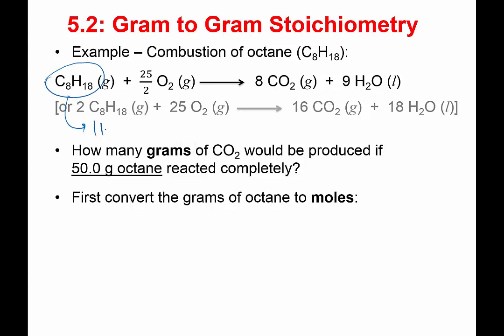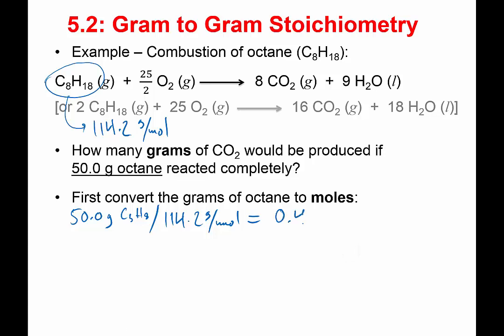So calculate the molar mass of C8H18. And you get 114.2 grams per mole. You might want to check that calculation, confirm you get the same number. So we can take the 50 grams of C8H18 and divide by its molar mass, 114.2 grams per mole. And that gives us 0.438 moles of octane. And over here, of course, that should be C8H18.